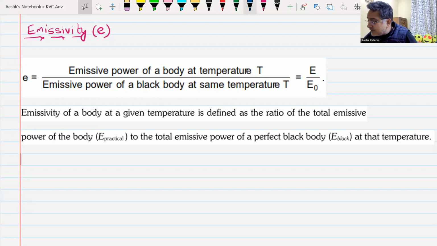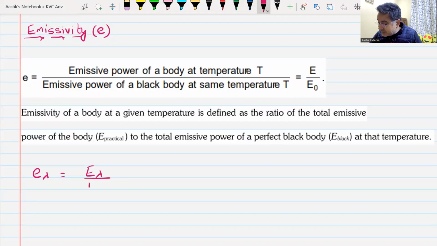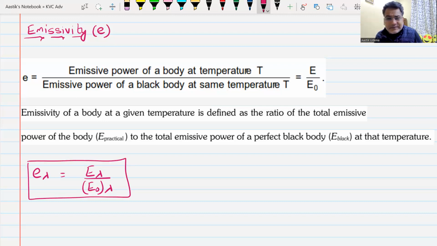Sometimes I have also seen a term called spectral emissivity, E lambda. If you have to find E lambda, you divide capital E lambda by E naught lambda. You find the ratio of the spectral emissive power of a body divided by the spectral emissive power of a black body at the same temperature with the same dimension, and you get E lambda. Do we understand this? So sometimes you might encounter this spectral emissivity. This is nothing but this. Do we understand this?